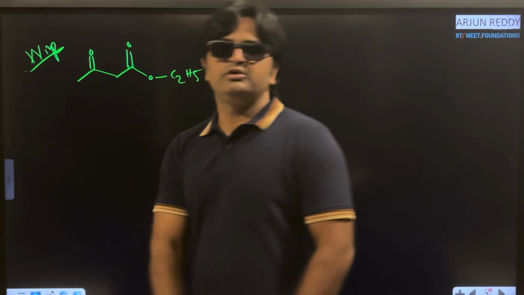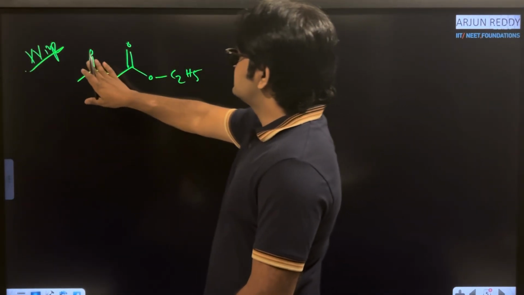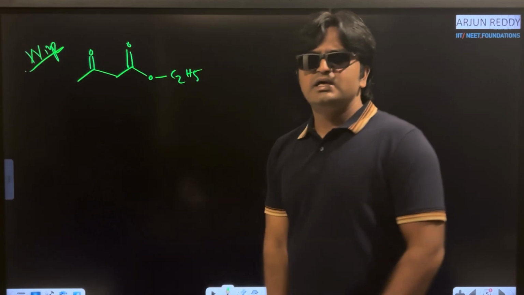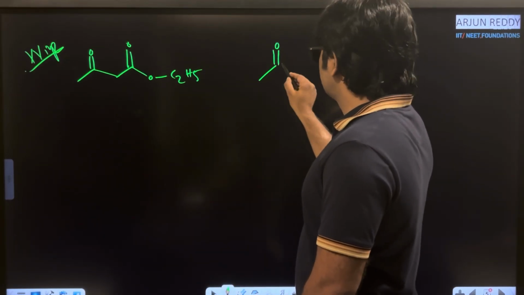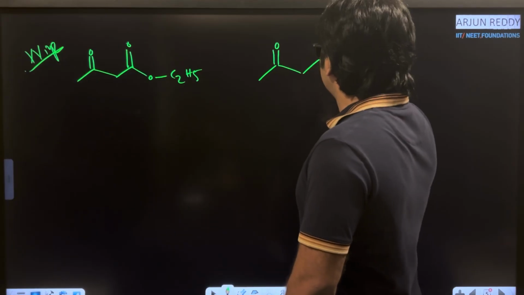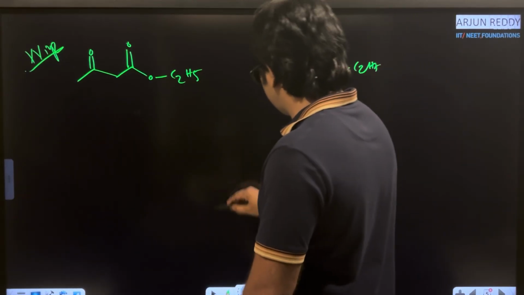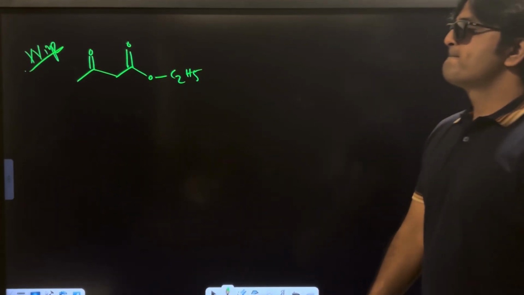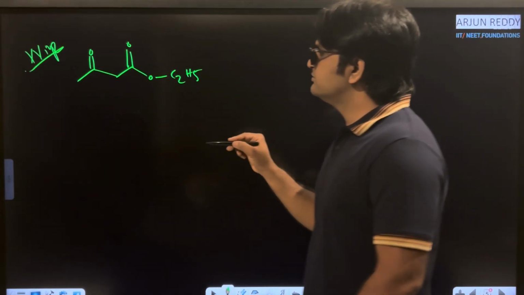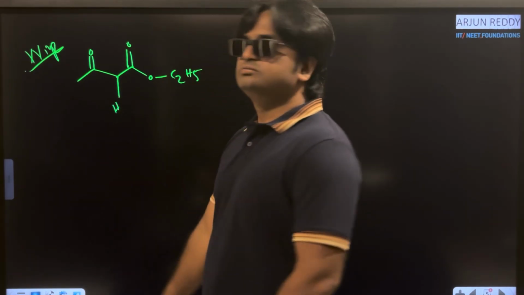Very important example. This is not a simple 1,3-diketone. Yes, one side ketone is present and one side ester is present. Here I am going to write the enol form, C double bond O C2H5. Otherwise, simply instead of writing the enol form, just remember this part. Now in the case of tautomerism, how are we writing the enol form? By selecting the acidic proton.